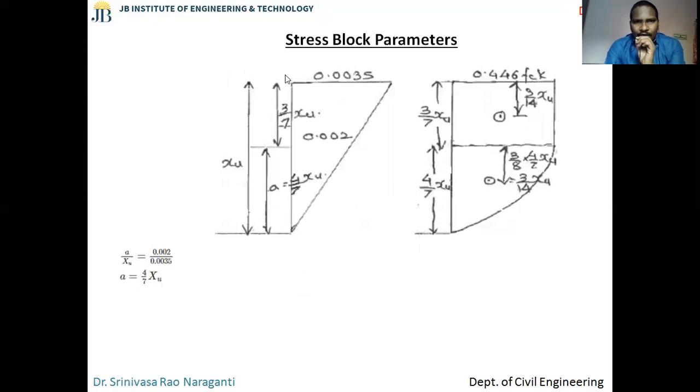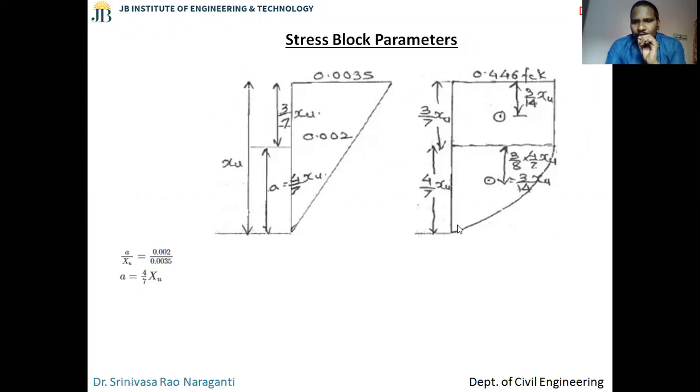This is again the strain at the upper portion, 0.0035, and 0.002. I want to find out the heights here. I use the similar triangle approach. Let me say this height from the bottom is A and the total is Xu. So A by Xu is equal to, for the smaller triangle, base is 0.002, and for the larger triangle, 0.0035. So I got A equal to 4 by 7 Xu. That means this value is 4 by 7 times Xu, so the remaining one is 3 by 7 Xu.